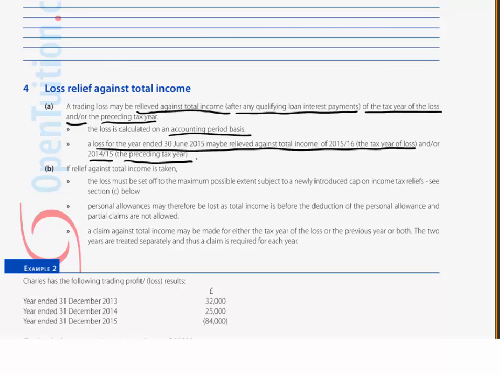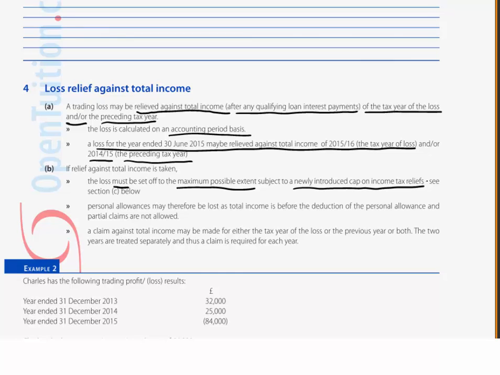Now, remember what we said about the application of that loss. If the relief against total income is taken, whether it's current and or preceding tax year, it doesn't matter, whichever claim is made, the loss must be set off to the maximum possible extent, subject to a newly introduced cap on income tax reliefs. Now, again, it's unusual that this would ever have to be applied for most businesses, but there is a maximum amount of loss that may be used. There's a cap, a maximum that is applied in relation to these loss reliefs for the current and or the preceding tax years.